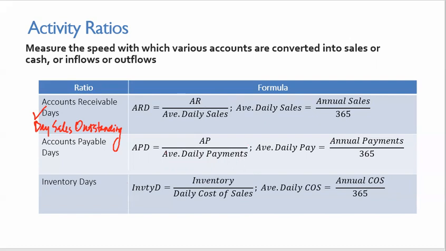Say kunyari 40 days ang collection. Okay? Ang AR, ilang days. For example, 40 days ang AR, 20 days ang AP, 30 days ang inventory. So that's yun yung magiging output niyan or outcome. Okay?